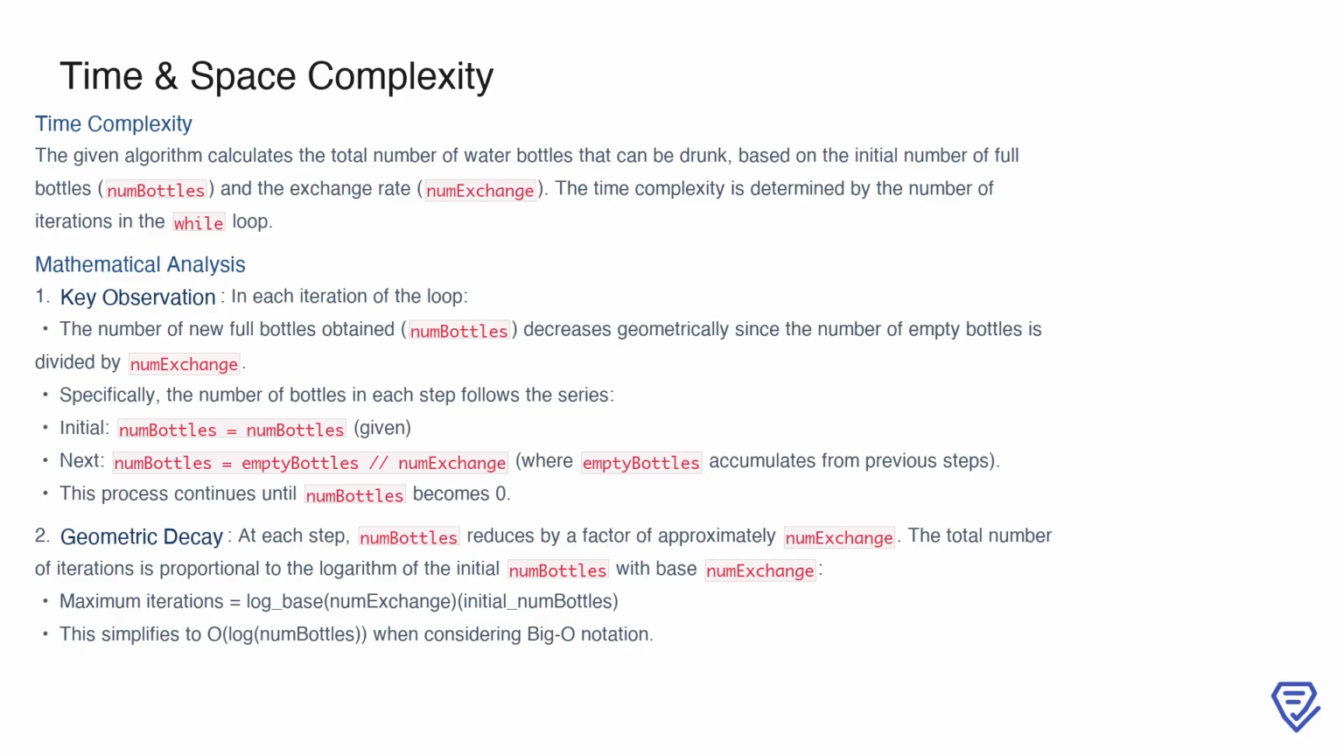Then, at each step, the number of new bottles is derived from the quotient of empty bottles divided by numExchange, where empty bottles accumulates over time. This process continues until the number of full bottles becomes 0. Because the number of full bottles reduces by a factor of approximately numExchange in each step, the total number of iterations is proportional to the logarithm of the initial numBottles with base numExchange. In terms of big O notation, this simplifies to O(log numBottles).